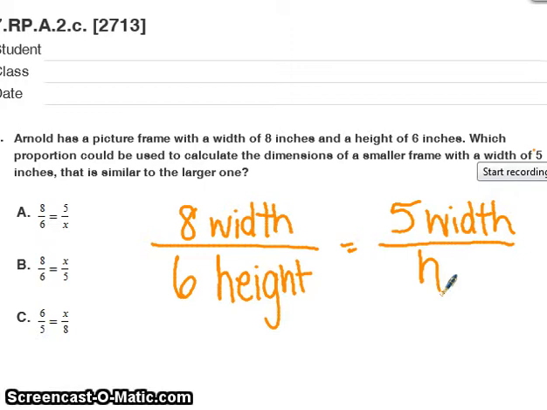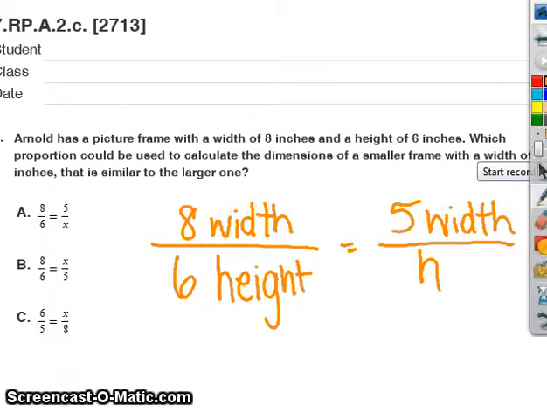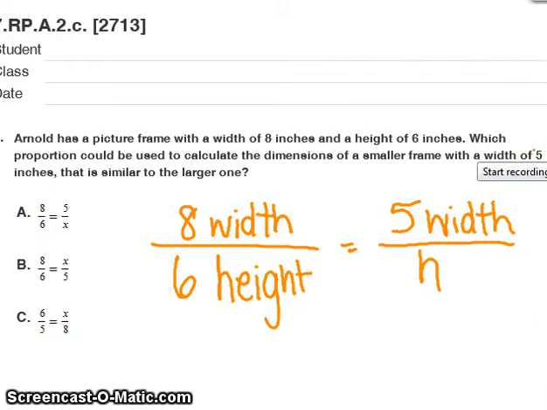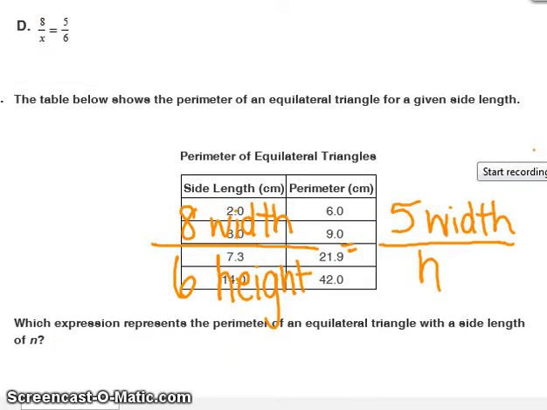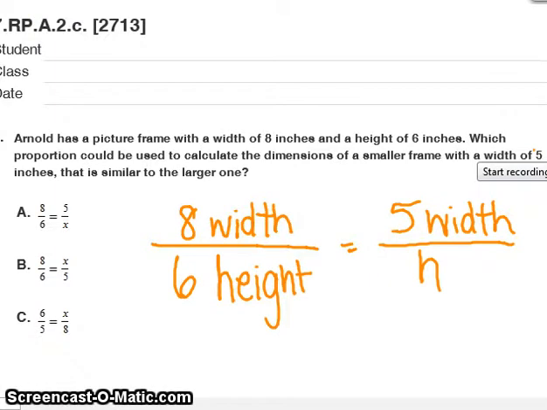Now looking at these 3 choices, we've got 8 and 6 and 5 with x. That looks good to me as an answer choice. Let's look and see what D says. Okay, yes. So A would be the best answer choice for that one. 8 over 6 and 5 over x.